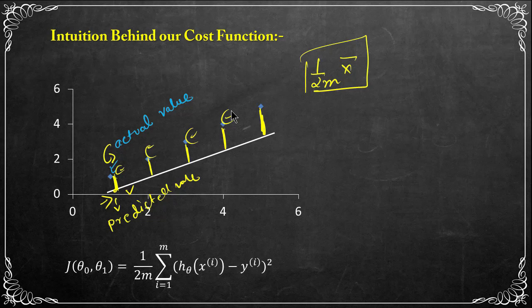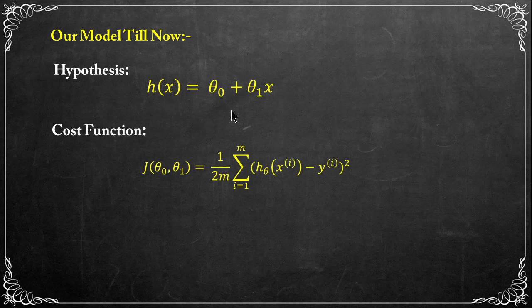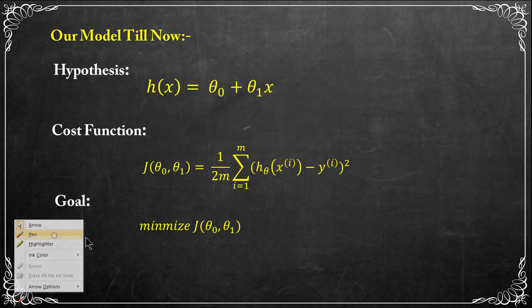Now let's see the model that we have built till now. Our model so far is the hypothesis, and then we have the cost function. Again, we are taking the mean of the squares of the difference between the predicted and the actual value, and then taking half for convenience in computing the gradient descent. And our goal is the main thing: we have to minimize our cost function.